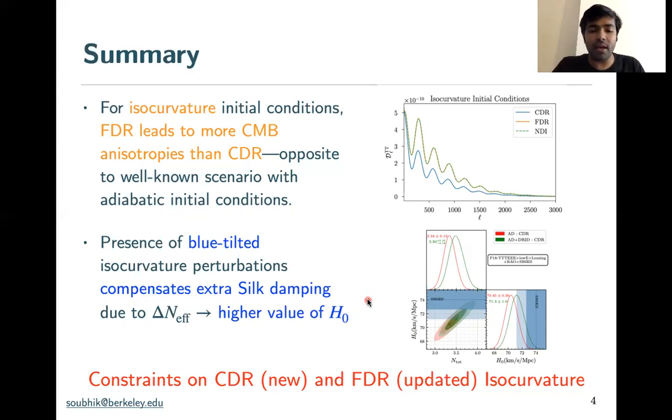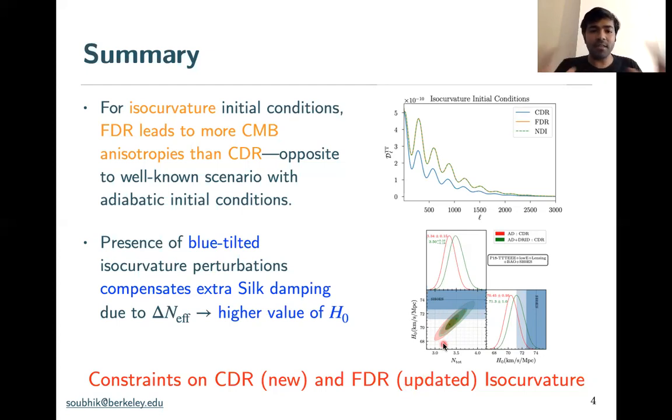So more generally, along with these two key points, I'll also give new constraints on coupled dark radiation isocurvature based on the latest Planck data, and also will update one existing study where they studied free streaming dark radiation, but here we updated using the latest Planck data as well.